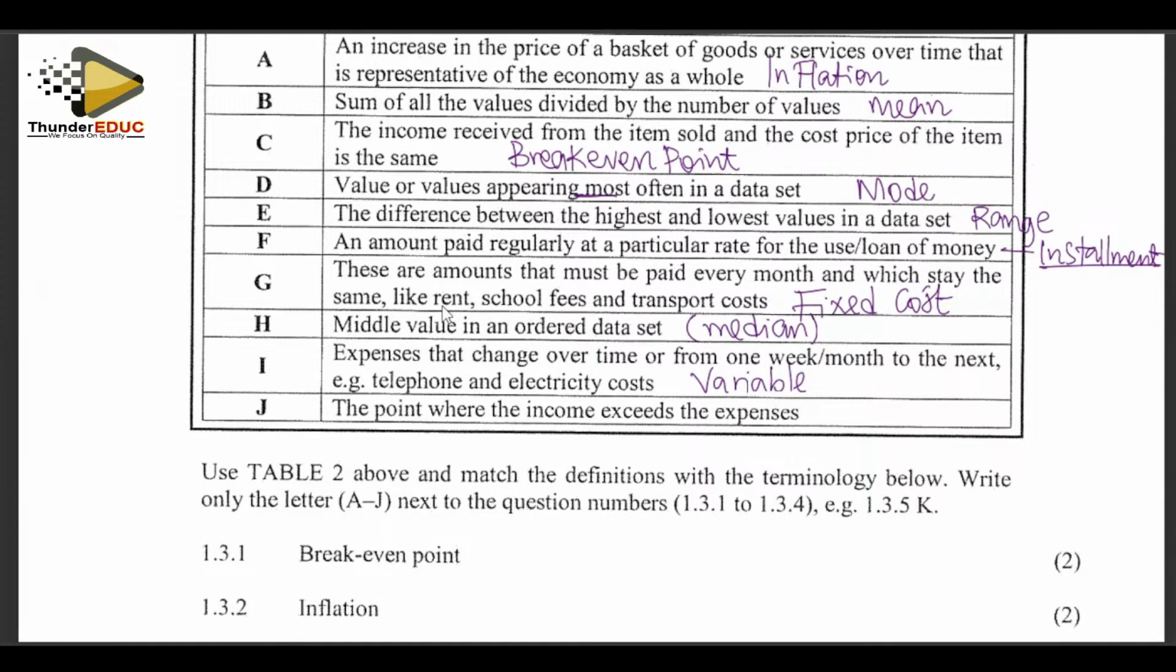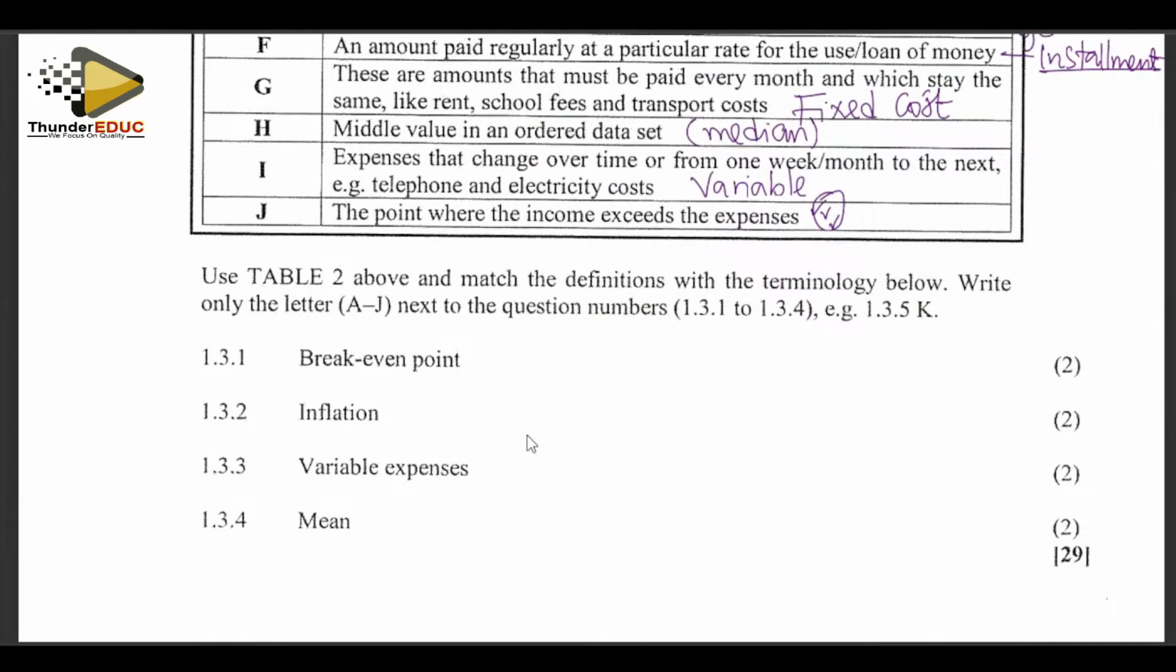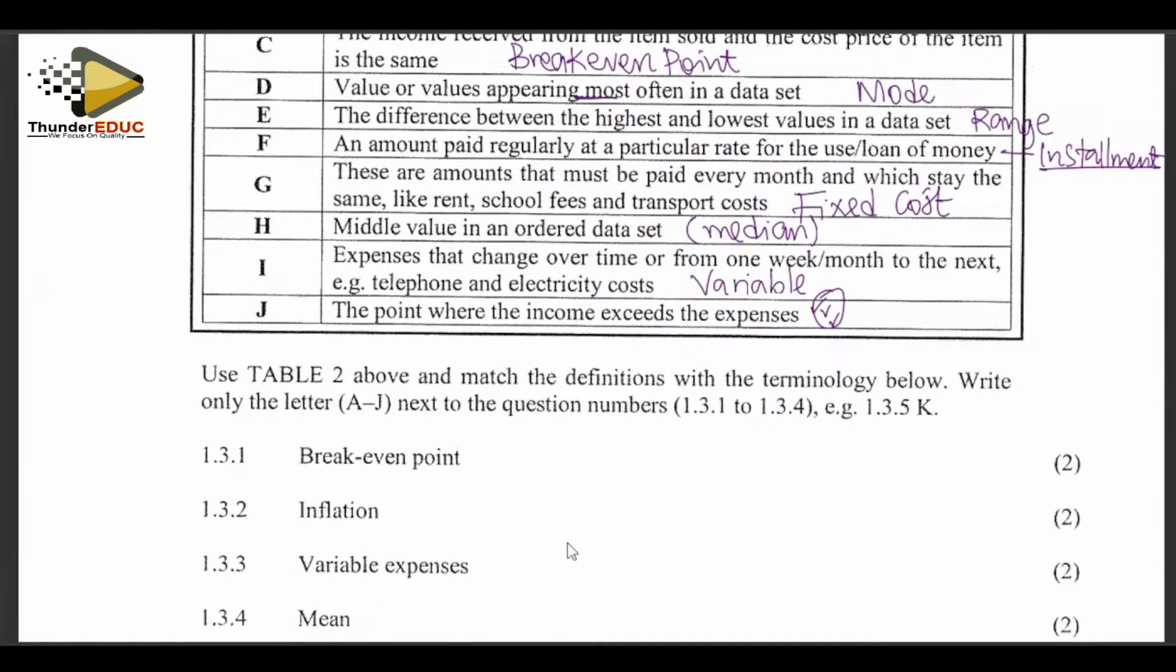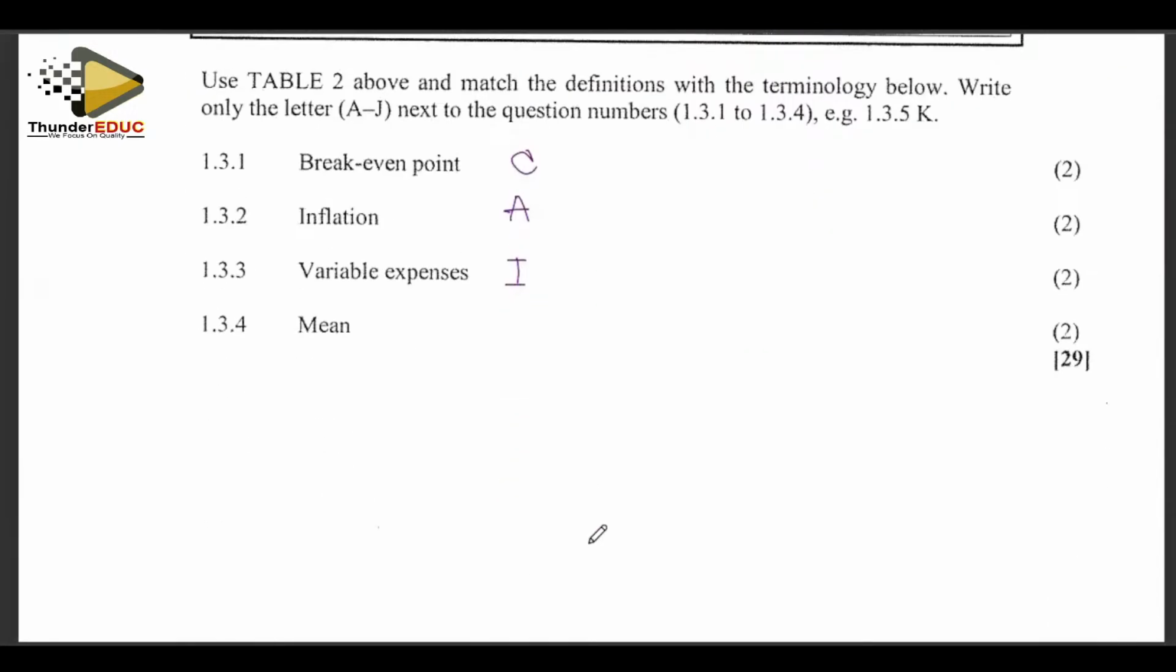And the point where income exceeds expenses. The point where income exceeds the expenses. This one could also be in there, but anyway, it's fine. Okay, break-even point, we've seen it. These are the same. Cost price equals income received. So break-even point, we are going to say it's C. Inflation, it's already said it's A. Variable cost, we already saw it as I. And mean is B.